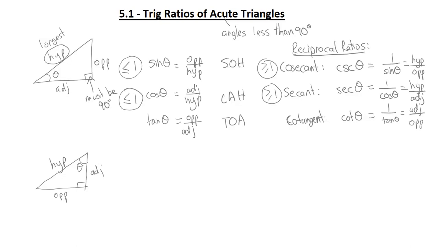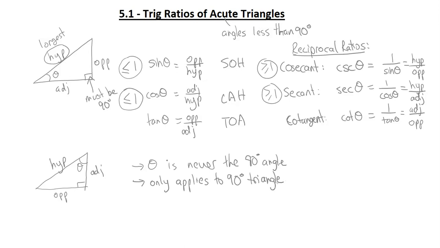The other thing I want to mention is this, that theta is never the right angle. It's never the 90-degree angle. And keep in mind, this only applies to 90-degree triangles. Otherwise, we have to use the sine and cosine laws, which we'll again look at this year. And again, there will be some slight things we'll learn about those laws that we didn't know before.